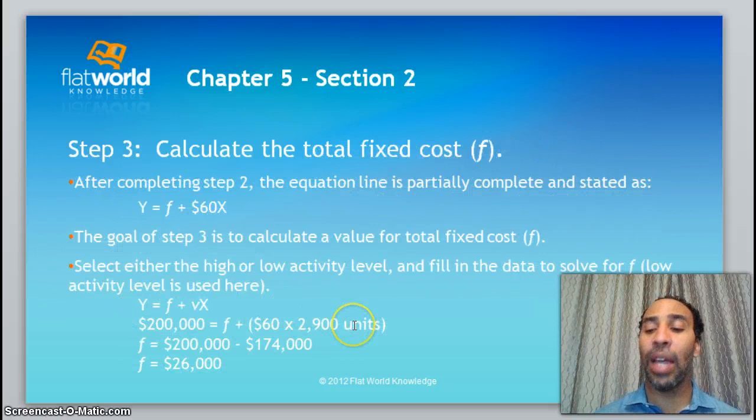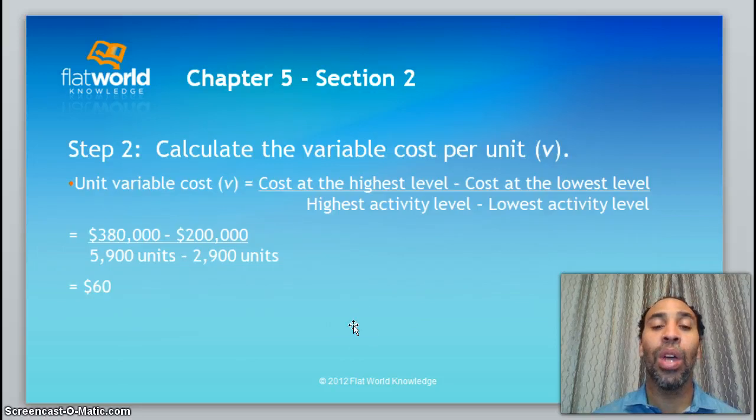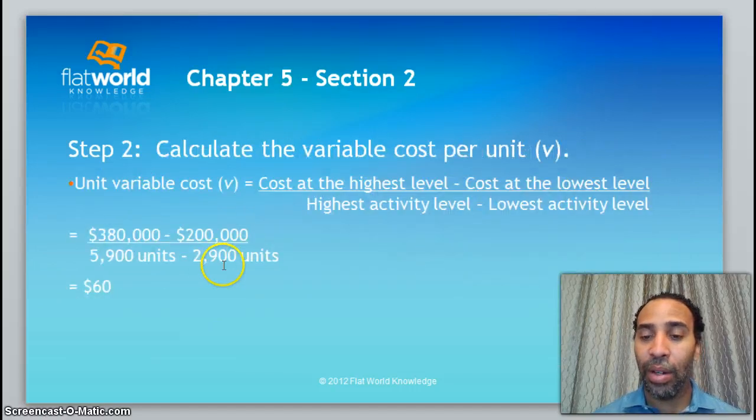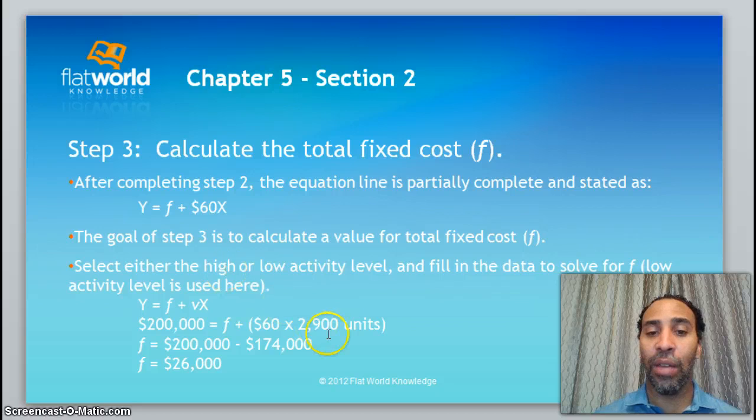And we have 2,900 units. How do we know we have 2,900 units? It stems from right there at that lowest level of activity, and we verified it right there. So 2,900 is our level of activity. So you take 60, you multiply it by 2,900, always check my math, then you come up with 174,000.